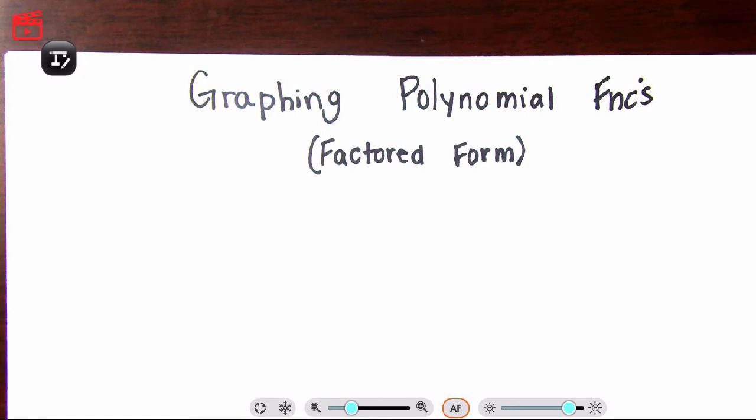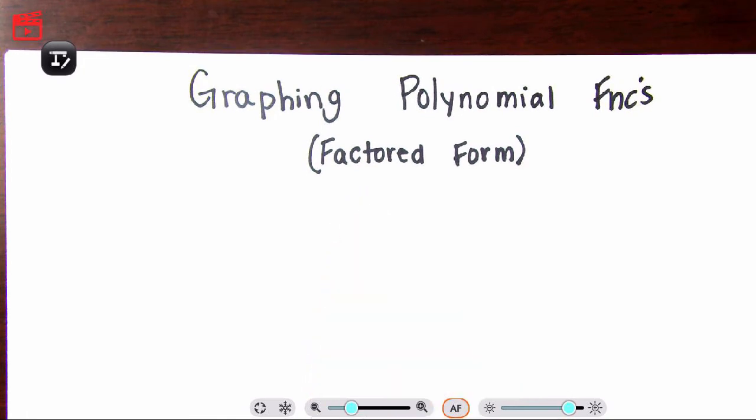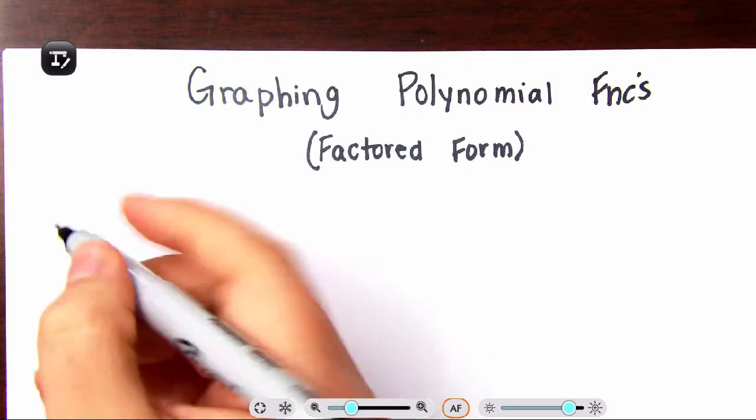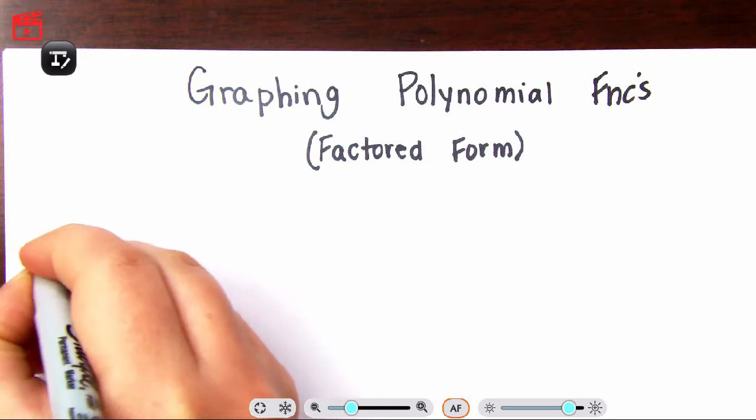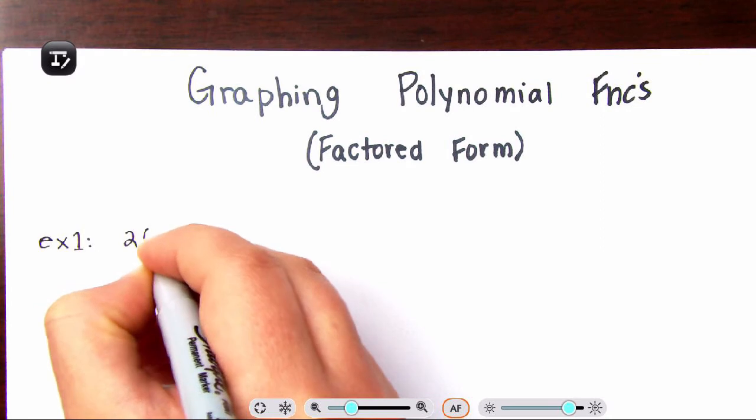So graphing polynomial functions. I'm going to start you off with some steps. We're going to be working with factored form. So what that means is we're not expanding them. We are actually given the factored form. And you're going to see something like this. So let's do an example and steps at the same time, just so you know what I'm referring to. So let's do example 1, jumping right into graphing these.